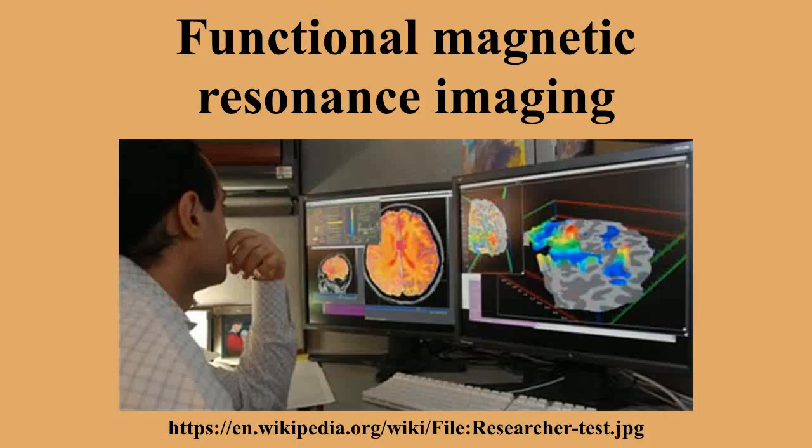Functional magnetic resonance imaging. A functional MRI is a functional neuroimaging procedure using MRI technology that measures brain activity by detecting changes associated with blood flow. This technique relies on the fact that cerebral blood flow and neuronal activation are coupled. When an area of the brain is in use, blood flow to that region also increases.